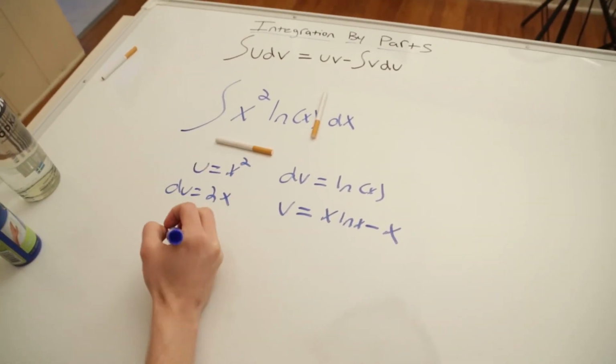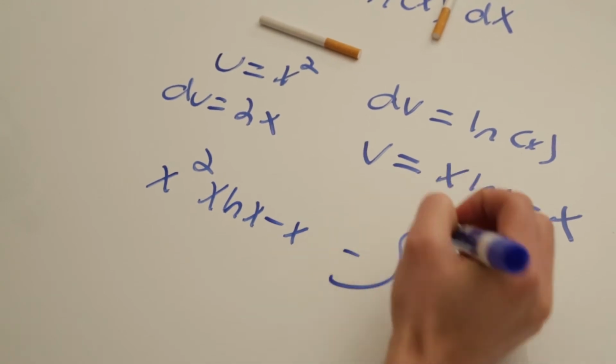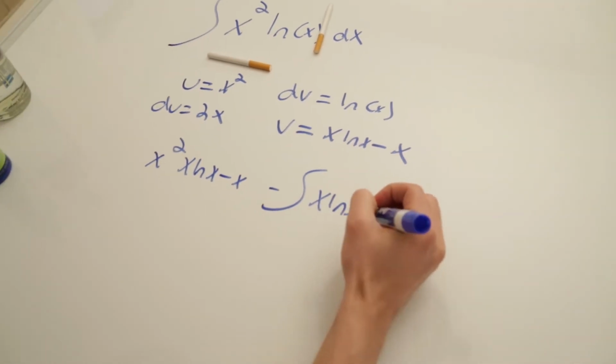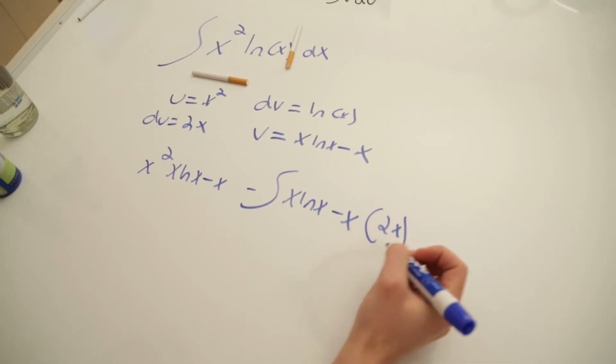Look, you plug in, you would get x squared times x ln x minus x, minus the integral of x ln x minus x times du, times 2x. That made it even more difficult. So make sure you're picking the right u and dv. Think about it before you pick them. Think about what's gonna make the problem easier to evaluate.